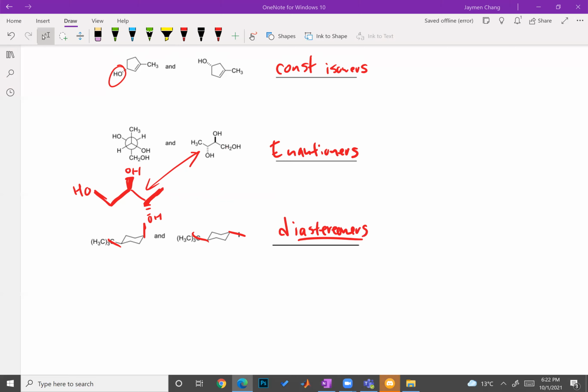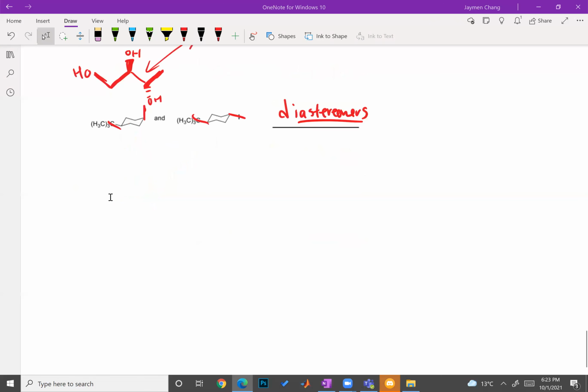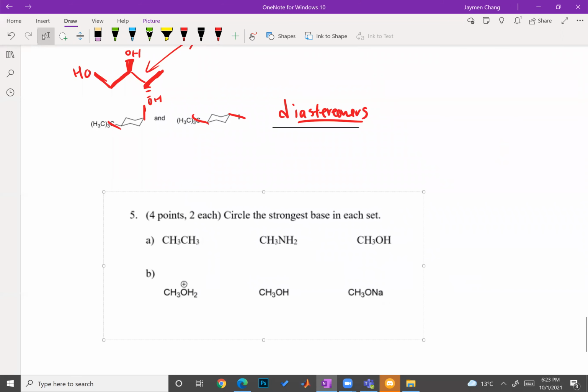So what we're going to take a look at now is we can discuss some acidity and basicity trends. So a really common question that you're going to get in 233 is whether something is acidic, whether something's basic, or we want to judge the equilibrium. So let's talk about that. It says circle the strongest base in each set.